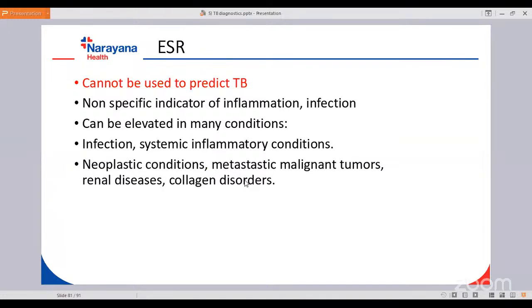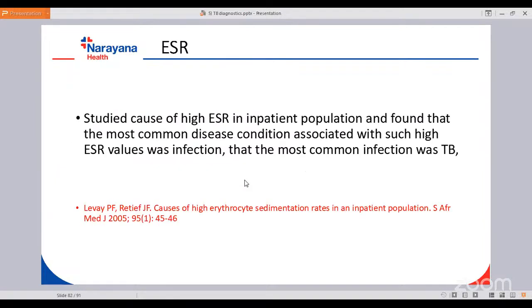Coming to the next non-specific test, and that is ESR. It cannot be used to predict TB is the take-home message I want to give you. It's a non-specific indicator of inflammation and infection, and it can be found in many conditions all of us are aware of.